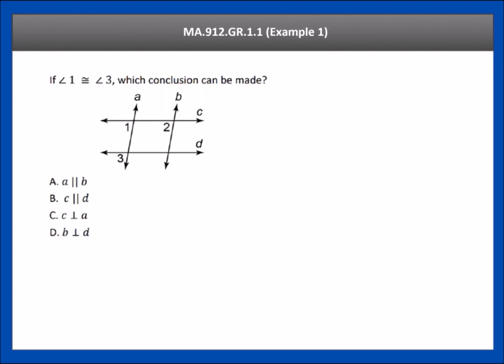So the first example here is if angle 1 is congruent to angle 3, which conclusion can be made? All right, so first off, the concept they're testing you on is the idea of two parallel lines or two lines crossed by a transversal. The transversal here is the line that crosses two or more lines. So this here is a transversal, and you need to know that when two lines are crossed by a transversal, they form special angle pairs that you need to know the names of.